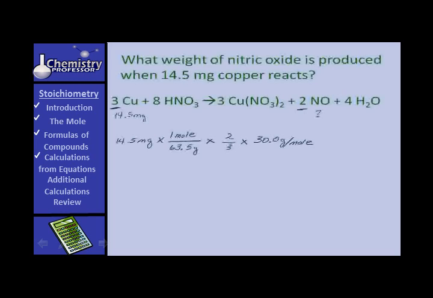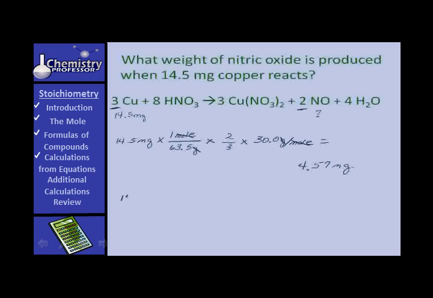Now, look, grams are going to cancel grams. Moles are going to cancel moles. And my answer is going to come out in milligrams. And when I work this through, I get the answer to be 4.57 milligrams. I want to set this up again and show you a different way to cancel your units.